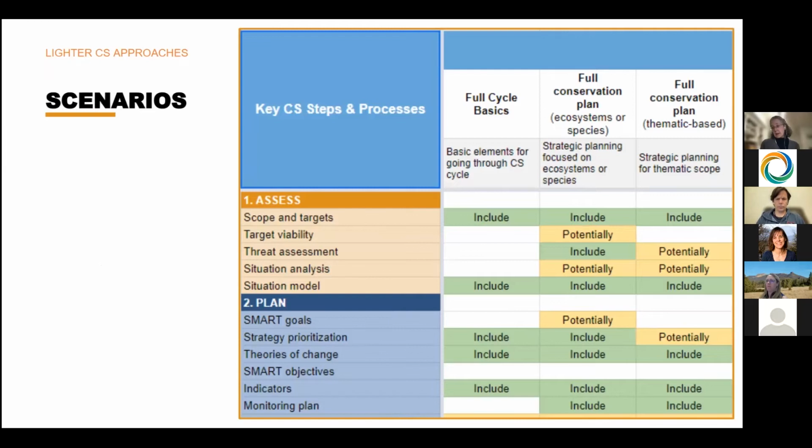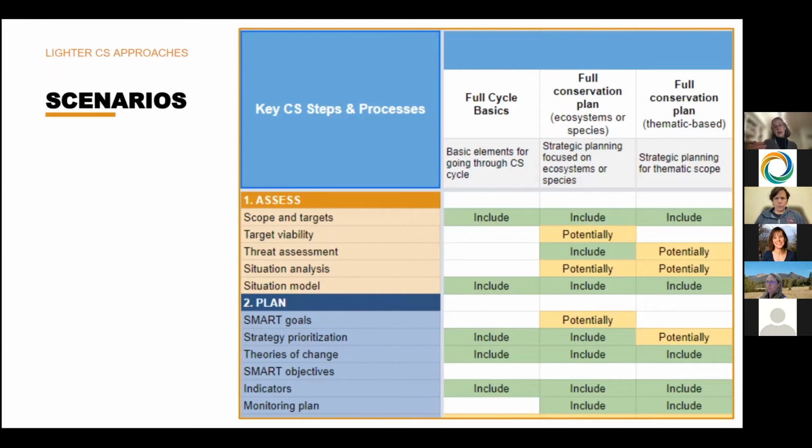So just to explain a little bit more about the scenarios, we started out just using a Google spreadsheet to, down the first column, put all of the conservation standard steps and sub-steps, and then put our scenarios across the top.